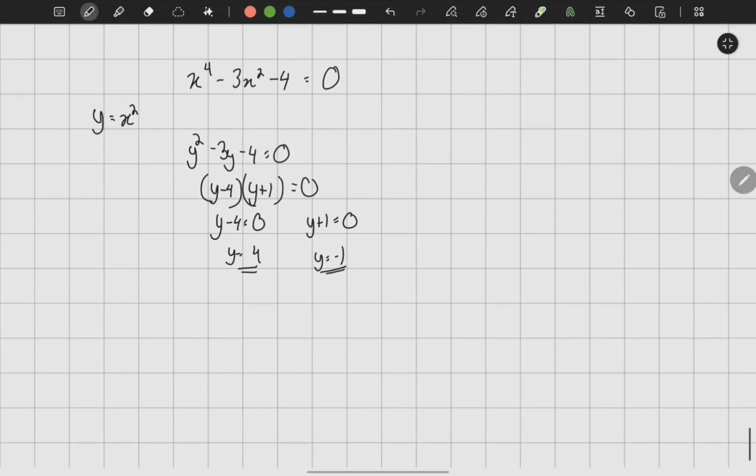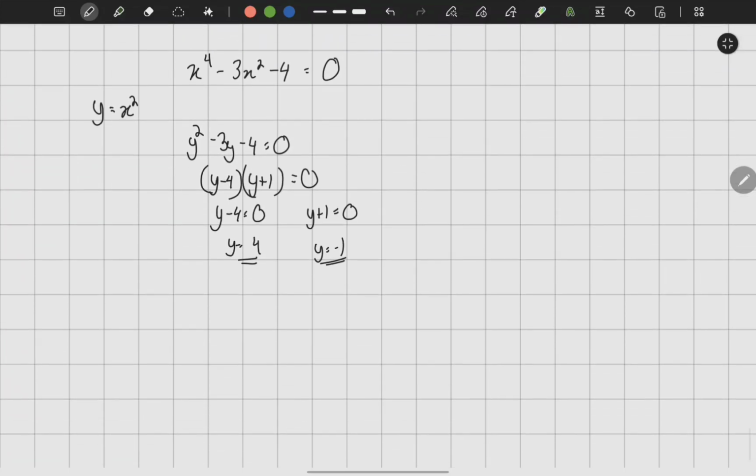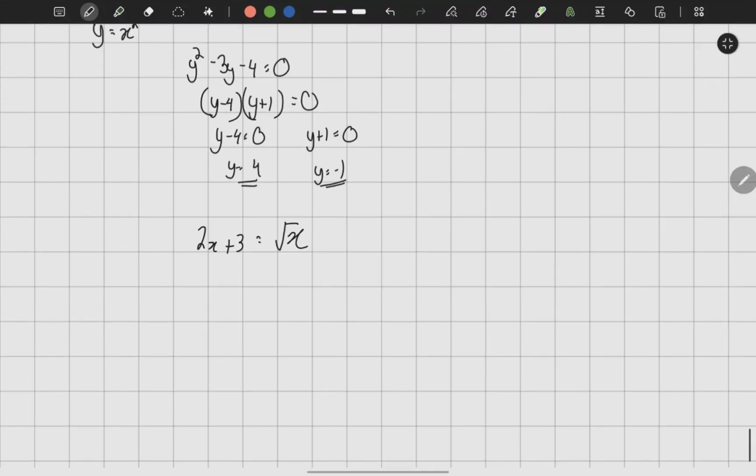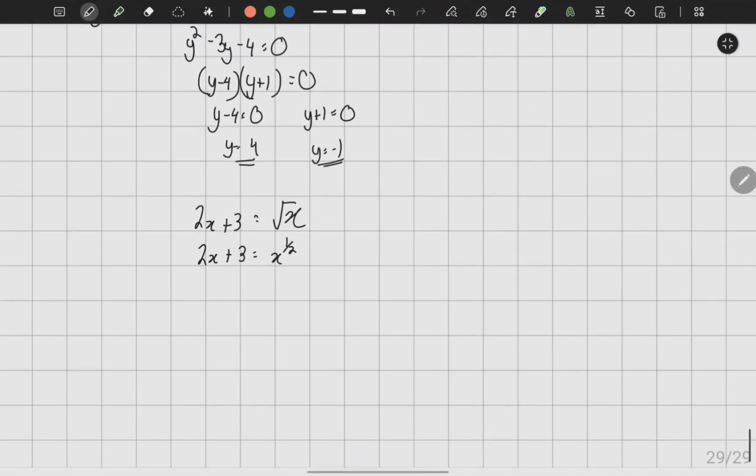Okay, next question. This is a bit of a trickier one. 2x plus 3 equals 7x to the half. It's a bit trickier to see because there's no 4 and 2, but normally they could write it like this as well. If they write it like this, you would have to convert it into indices form because it's always easier to see hidden quadratics in indices form. So from here, we notice that we have an x and an x to the half.